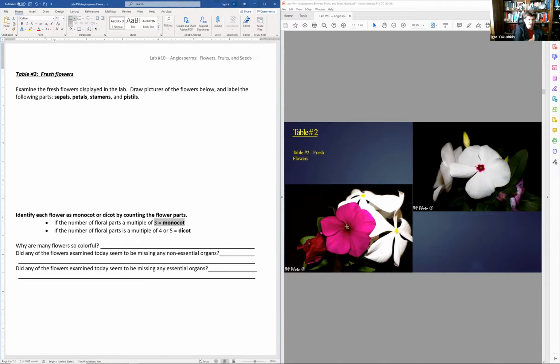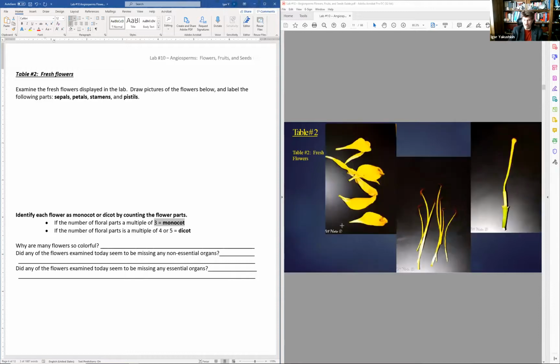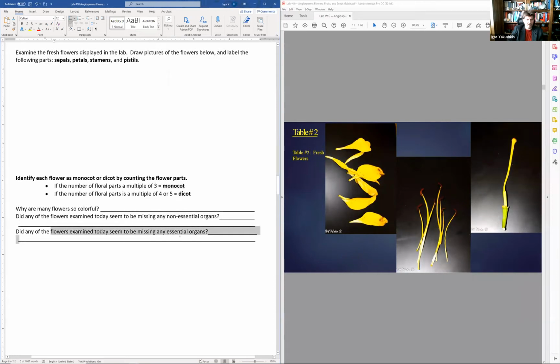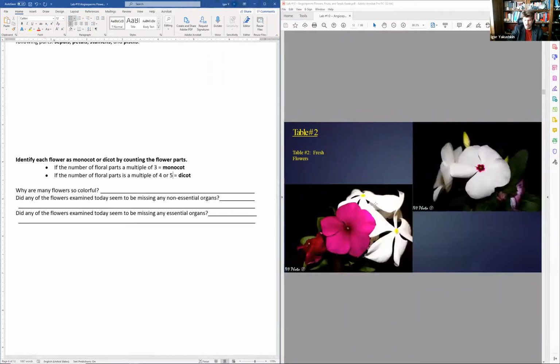Why are many flowers so colorful? To attract the pollinators. We already talked about that. Did any of the flowers examined today miss the non-essential organs? That particular one, the yellow lily, missing what? Sepals. It does not have sepals. It has the petals, but not sepals. Did any flowers examined today miss any essential organs? By essential organs, we're talking about anthers or pistils, and no, I don't think we did.